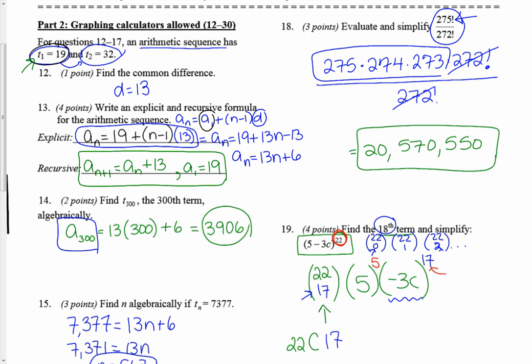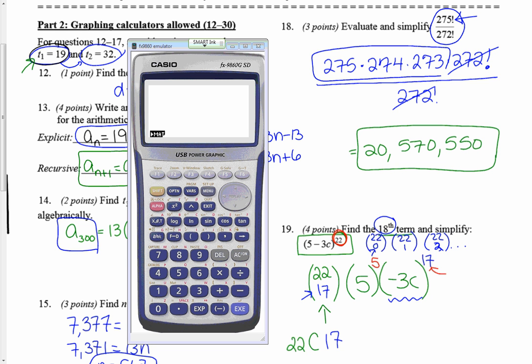All right, so now I need to evaluate this. Using either the TI or the Casio, in order to evaluate the 22C17, the first thing I have to do is enter 22. Now I have to get the C. On my Casio, I go to Option, and then I hit F6 for more options, and go to Probability, and there it is, NCR is F3. And then I type the 17.